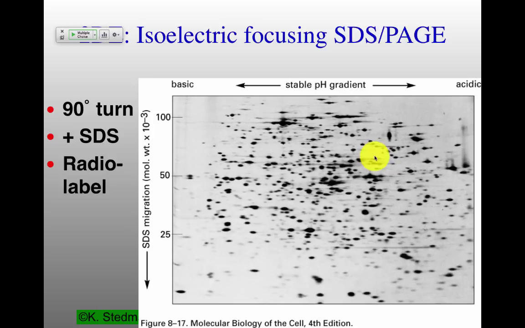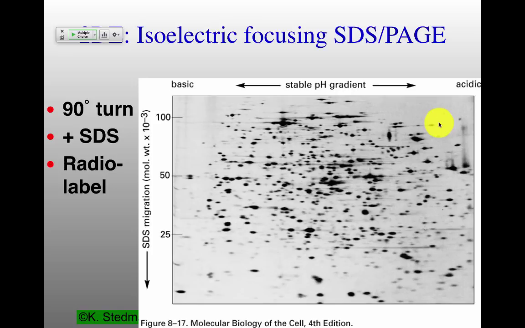And in this process, you can literally separate hundreds to thousands of proteins. Because these little dots represent something that had a particular molecular mass and a particular isoelectric point. And it turns out that proteins are diverse enough that this gives you really pretty good separation. And you can literally look at all of the proteins that are produced by a particular cell at a given time using this particular technique.